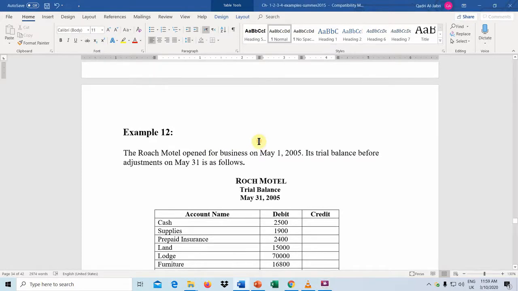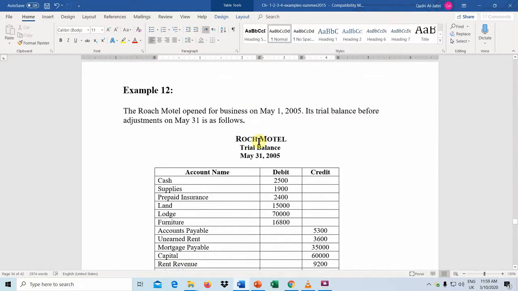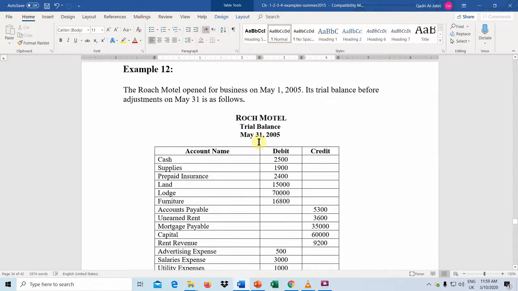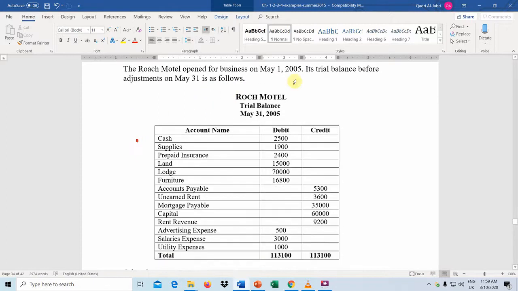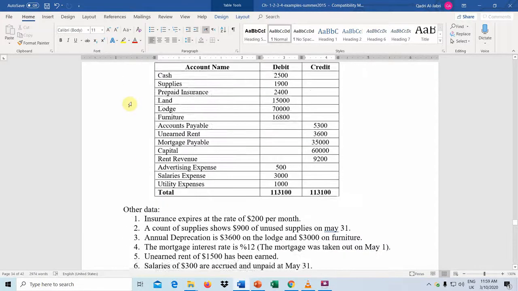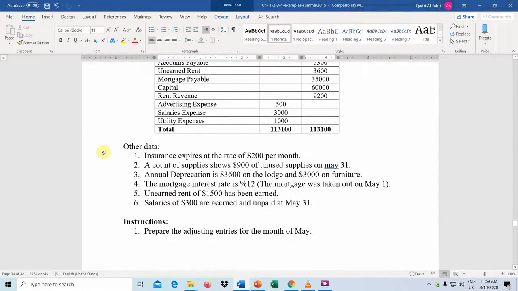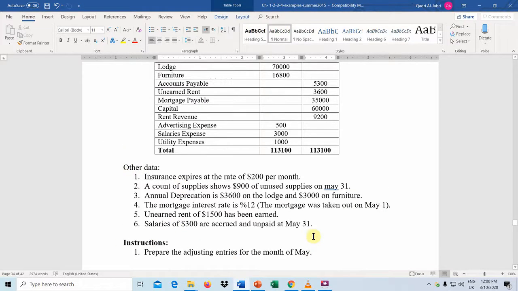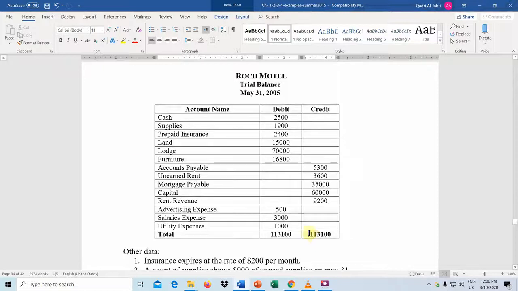Now the last example for chapter 3 is example 12. It says that the Roach Motel is a hotel opened for business on May 1st, 2005. Its trial balance before adjustments on May 31 is as follows. Again, we have a trial balance, and after the trial balance you will be given additional data. Based on it, you have to prepare adjusting entries, similar to the previous question.